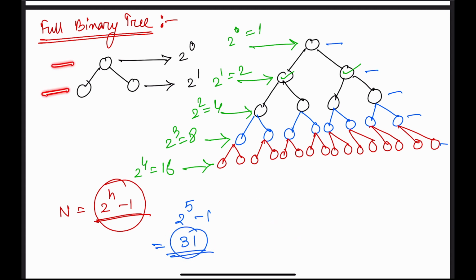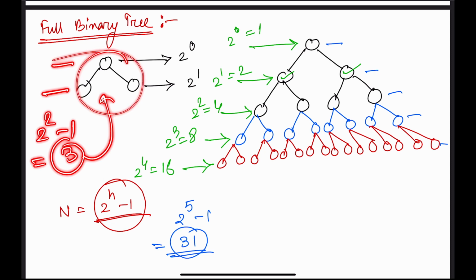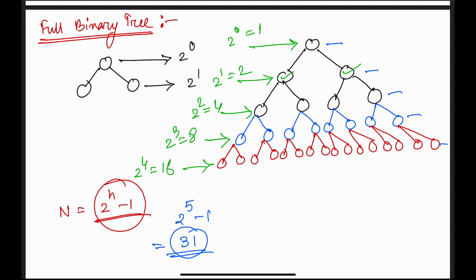Here 1, 2, then 2 to the power 2 minus 1, which is equal to 3. You can see there are 3 nodes. So in this way, you can compute the number of nodes in a full binary tree. Okay, it's a basic, decent formula. We have already gone through this in the properties. So that's not a big deal.